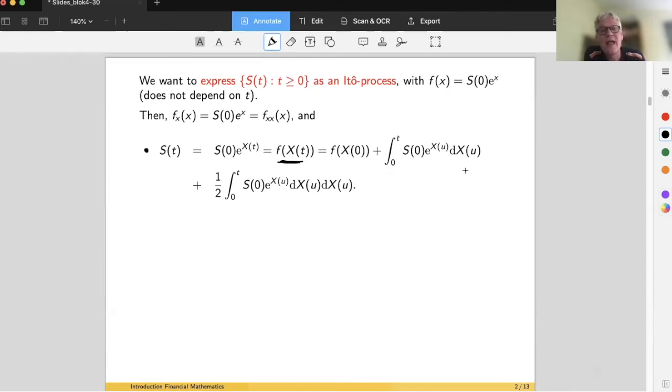So here we get the f_x term dX, so that is the integral from 0 to t of S0 e to the X_u dX_u. And here we have the second derivative, the 1/2 from the Ito-Doeblin formula, plus 1/2 the integral from 0 to t, f double prime, the second derivative f_xx, S0 e to the X_u dX_u dX_u. So this is the standard use of the Ito-Doeblin formula, and now we can substitute the individual parts that we know from the previous slide.